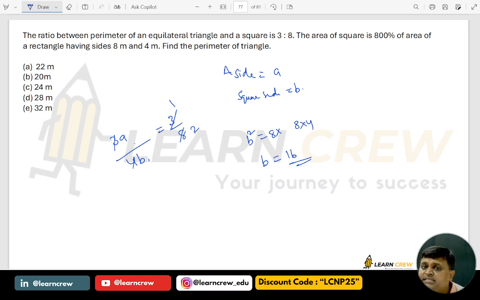I got B as 16, so I will get A as 8. Now find the perimeter of the triangle. Perimeter of triangle would be 3a, 3 into 8, which is 24. Next.